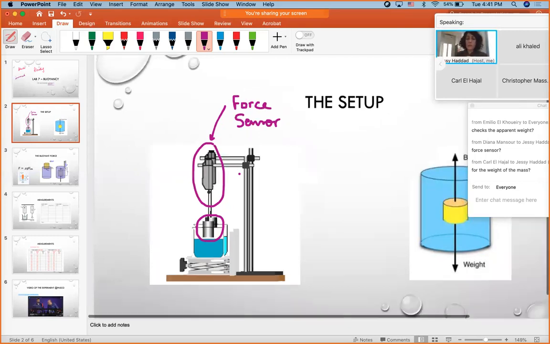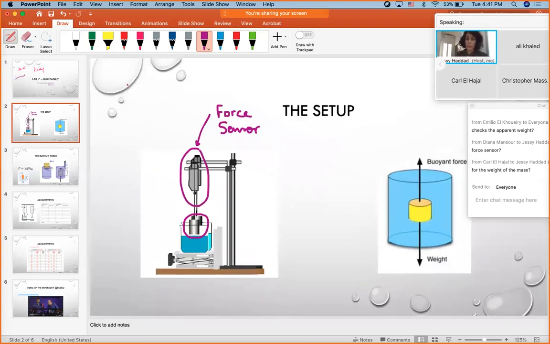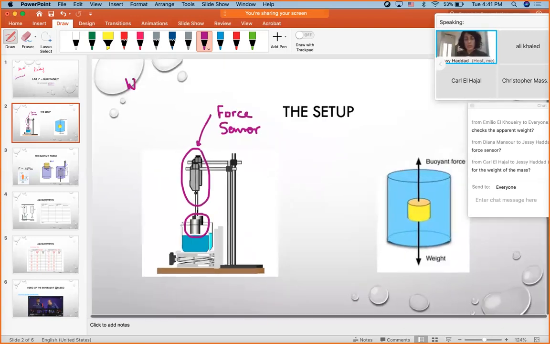Now the question is, some students are saying that the force sensor is gonna measure the weight, and some students are saying it's gonna measure the apparent weight. So what's the difference between real weight and apparent weight? And in which case the force sensor is giving me the real weight, and in which case it's giving me the apparent weight? And you can unmute yourself, it's okay. It's lovely to hear you.